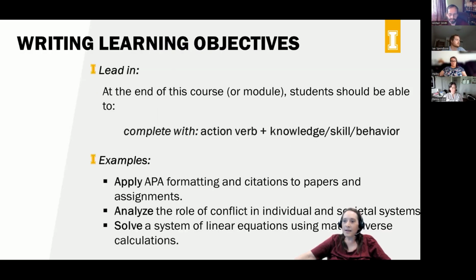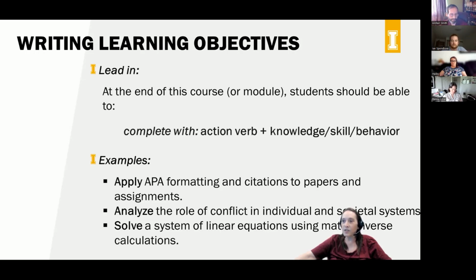And as I was just saying, this is the lead in to make the learning objectives student centered. You need the lead in at the end of this course or at the end of this module. Students should be able to, and then you have an action verb plus the knowledge, the skill, or the behavior. So here's some examples of some well-written objectives. These are written well. Apply APA formatting and citations to papers and assignments. This apply, analyze, and solve, that's the action verb, and you can measure these.